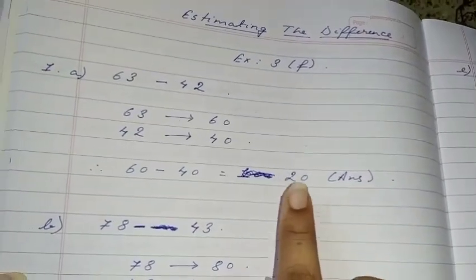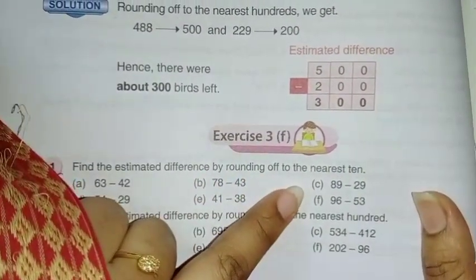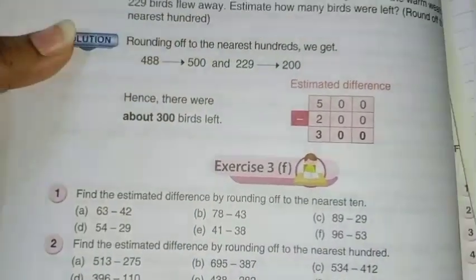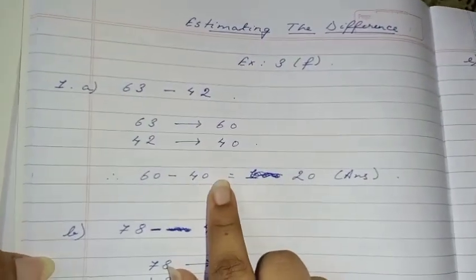This is not the actual difference. You can see the question. In the question it is asked estimated difference by rounding off to the nearest tens. They did not ask us to solve the actual difference. So we are only going to do the estimated difference.